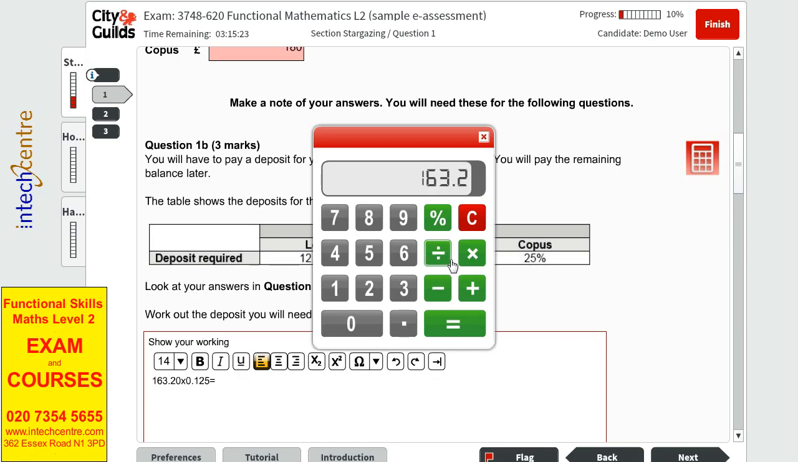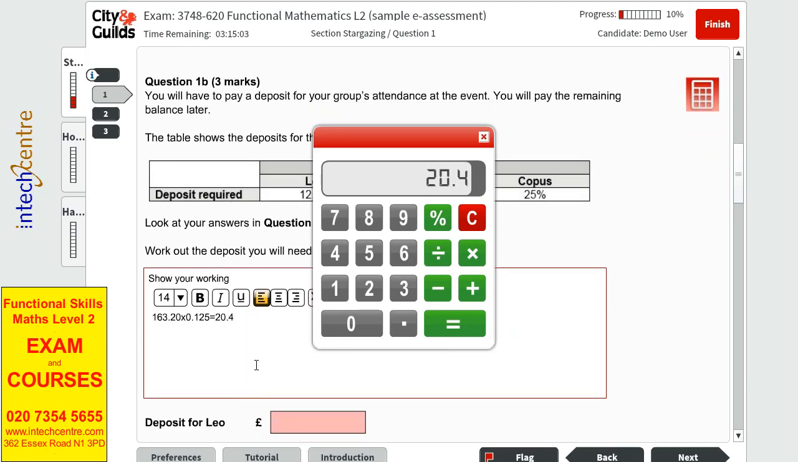163.2 times 0.125. Again, when you do the calculation on the calculator, you don't have to put 163.20. You can just stay with 163.2. We have £20.40 to pay as deposit for Leo.